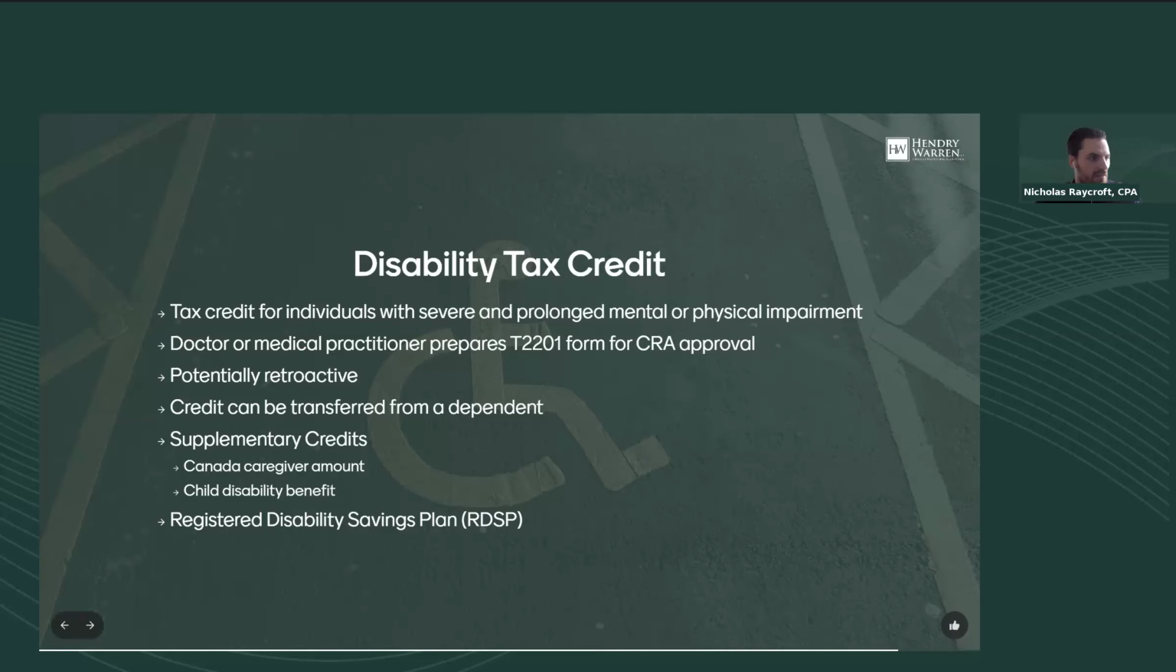And lastly, the RDSP is a savings account that can be opened, and there's a lifetime contribution of $200,000 that can help to save for future expenses of the individual who is eligible for the disability tax credit. So the takeaway that I would have for the group here is that if you're not sure if you yourself or a dependent of yours is eligible for the disability tax credit, it would be worth at least applying to see what CRA's decision would be.